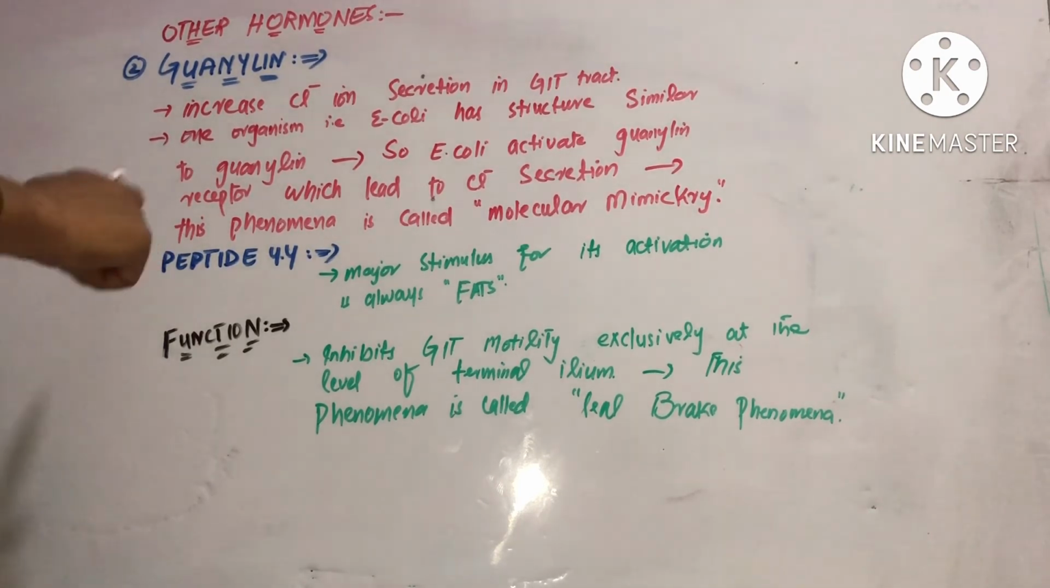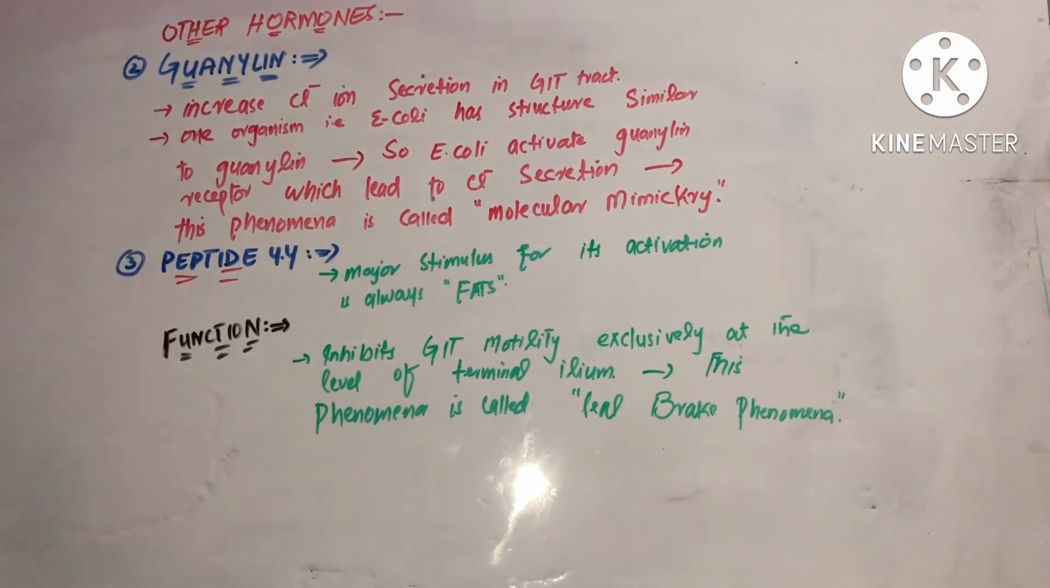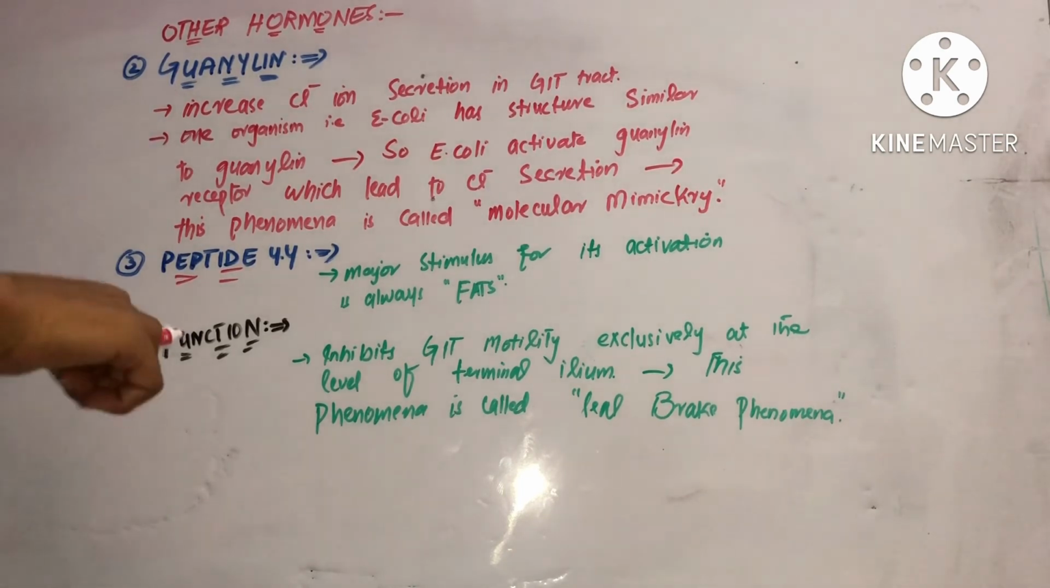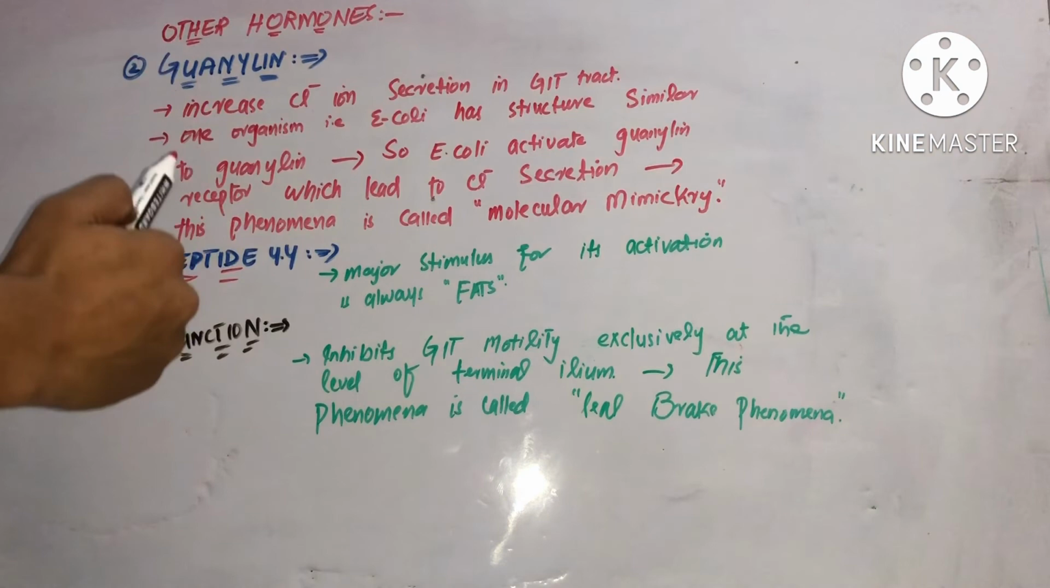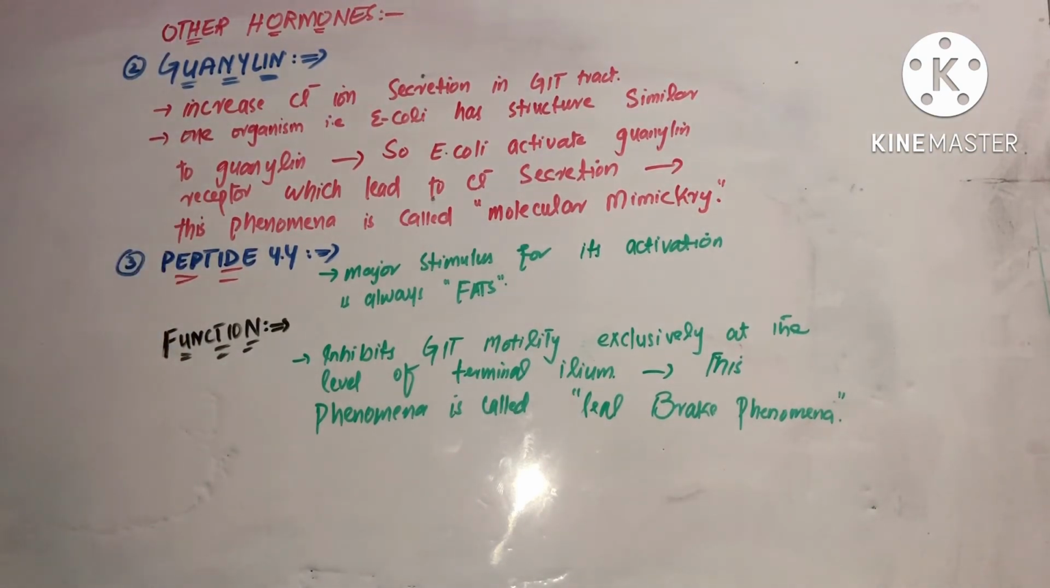Now the third hormone is peptide YY. The major stimulus for peptide YY activation is always fats. The function of peptide YY is that it inhibits GIT motility exclusively at the level of the terminal ileum, because when it reduces GIT motility, all the remaining substances that should be absorbed are going to be absorbed in the GIT tract and in the vessels. This reduction of GIT motility is called the ileal brake phenomenon.